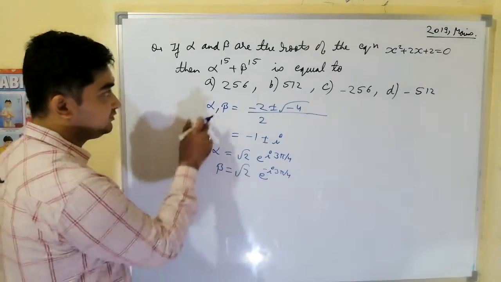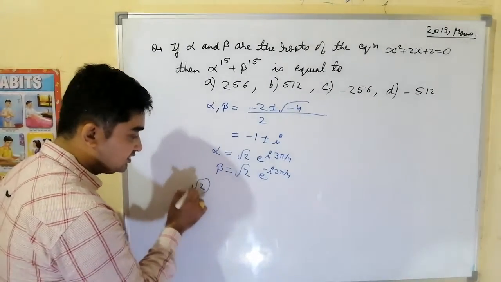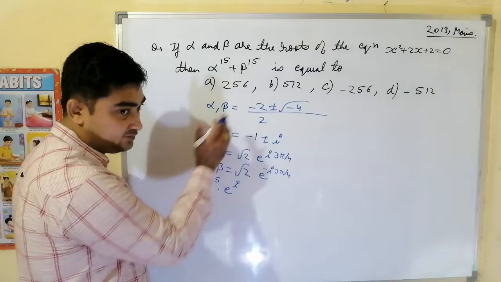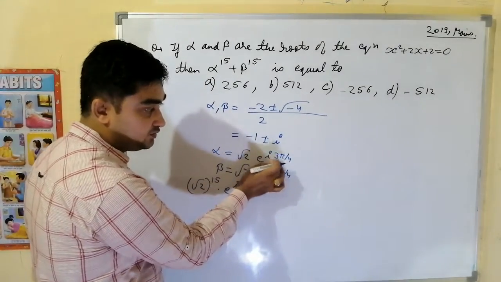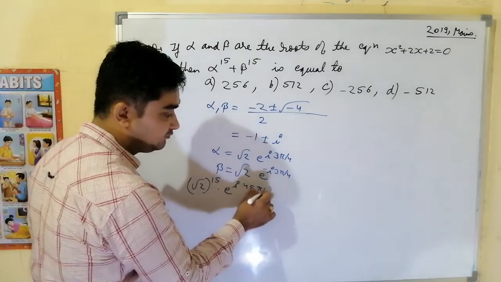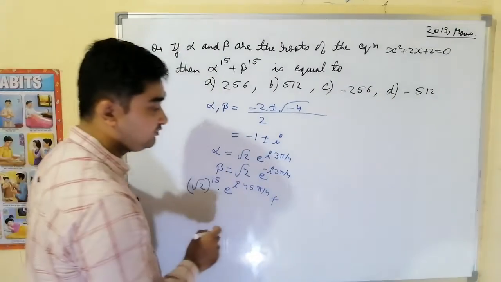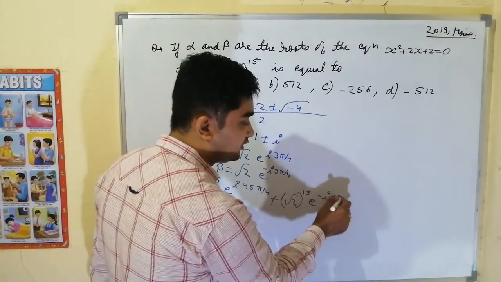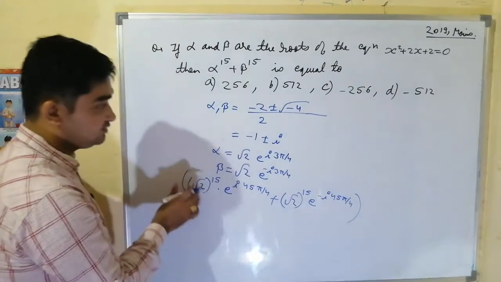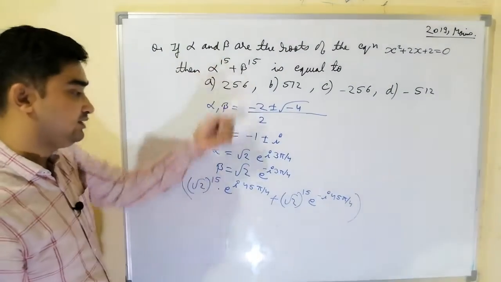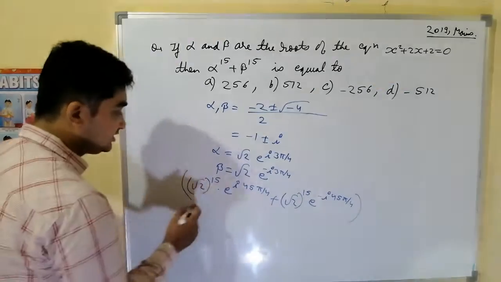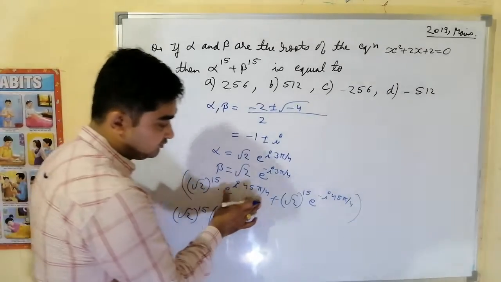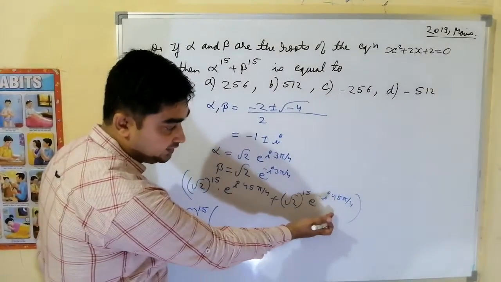Now we have to take alpha power 15. Alpha power 15 means this modulus raised to the power 15 into e power iota, and the power will be multiplied to the angle. So 15 3s are 45. It is 45 pi by 4. What is beta power 15? Beta power 15 is this modulus power 15 into e power minus iota 45 pi by 4. So we have to find the value of alpha power 15 plus beta power 15. So let us take root 2 to the power 15 common. After this it is e power iota 45 pi by 4 plus conjugate of this.